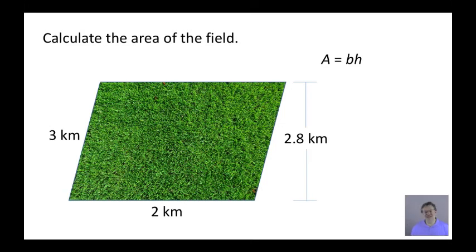And the height, is that the 3 kilometers to the far left, or is it the 2.8 kilometers that represents that perpendicular distance? Well, hopefully you remember that that's the 2.8 kilometers that is the perpendicular distance. So we don't actually use that 3 kilometers on the far side over there. The result is 5.6 square kilometers.